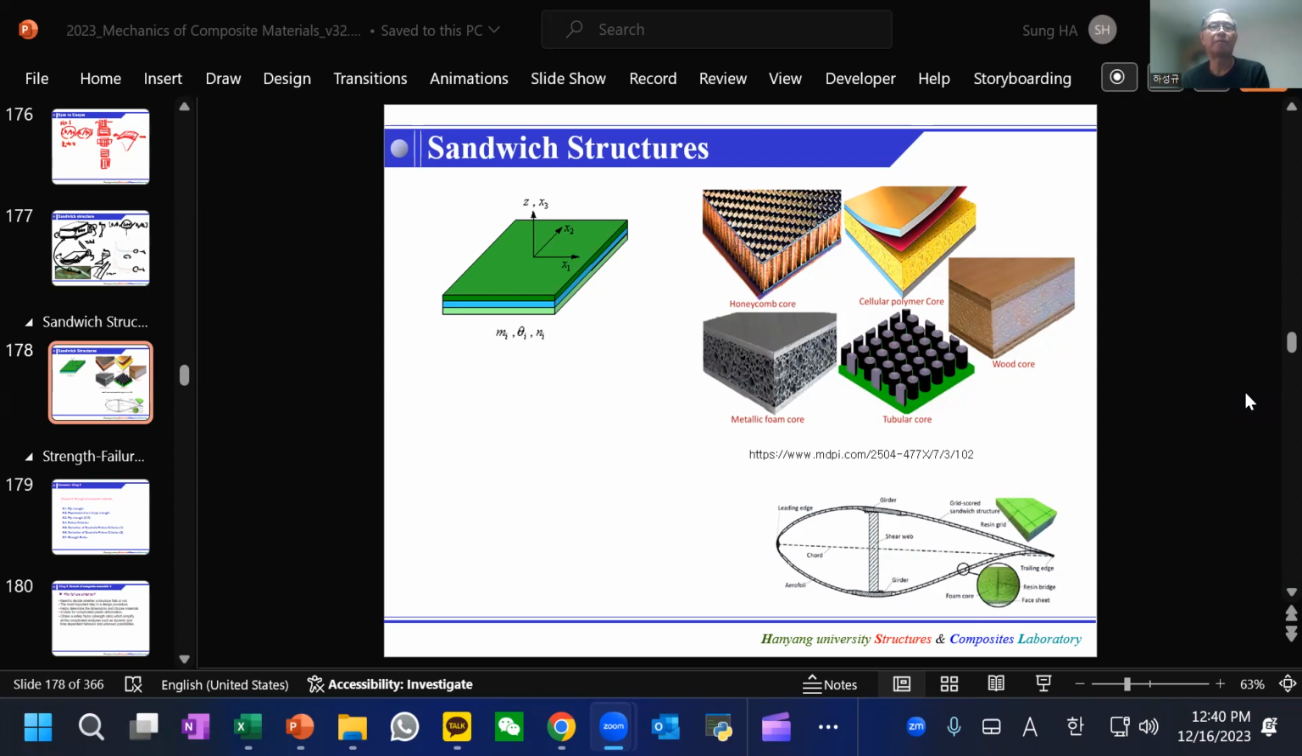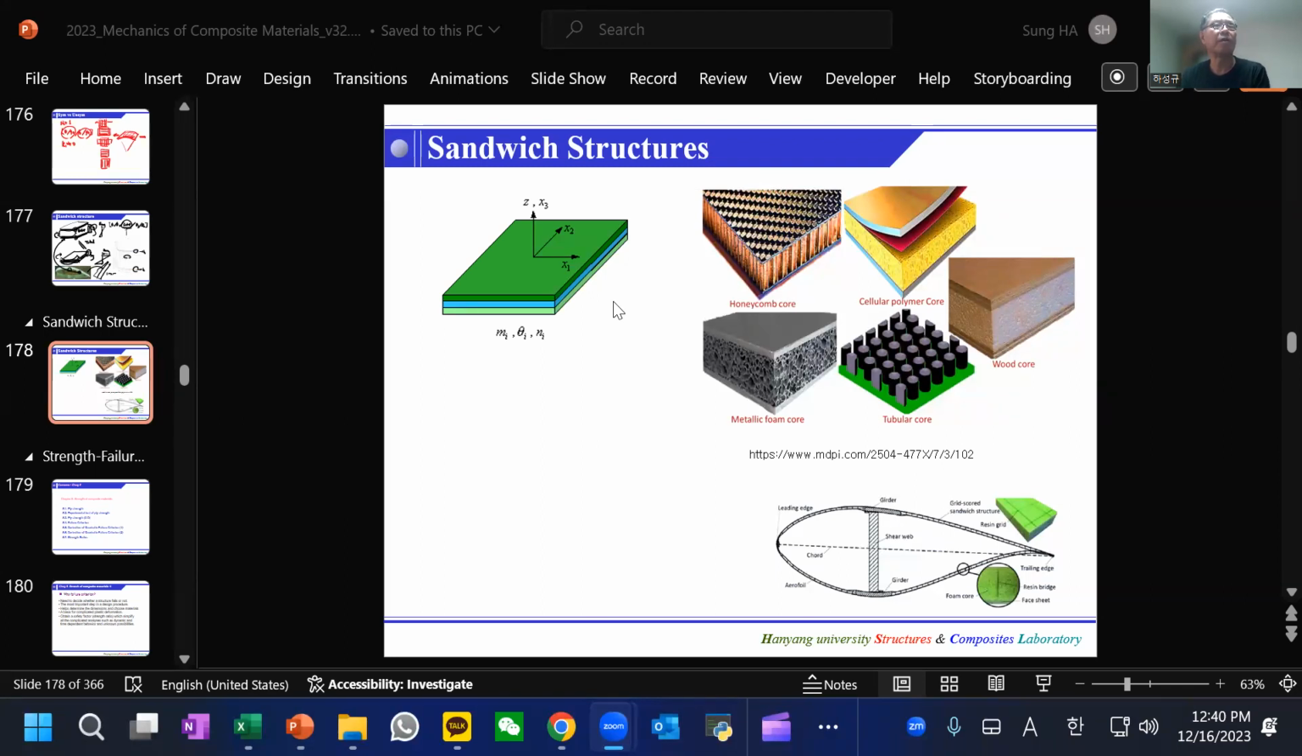We could not go through in detail all the structures other than the laminate which we covered so far. But there are several other subjects which are very important in real application of composites. One of them is the sandwich structures.